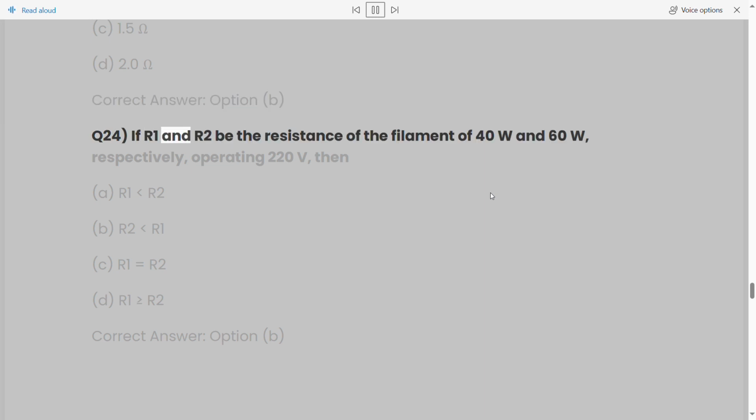Q24. If R1 and R2 be the resistance of the filament of 40 watts and 60 watts, respectively, operating at 220 V, then A. R1 < R2, B. R2 < R1, C. R1 is equal to R2, D. R1 greater than or equal to R2. Correct answer option B.